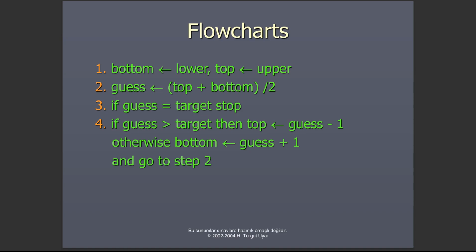Binary search algorithm steps. Let's look at algorithm 2 in more detail. First, we set two variables. Bottom starts at our lower bound and top starts at our upper bound. Then we calculate our guess by finding the middle point between bottom and top. If the guess is our target number, we are done. If not, we update either bottom or top based on whether our guess was too high or too low. If our guess was too high, we set top to be one less than our guess. If our guess was too low, we set bottom to be one more than our guess. Then we try again with a new middle point.